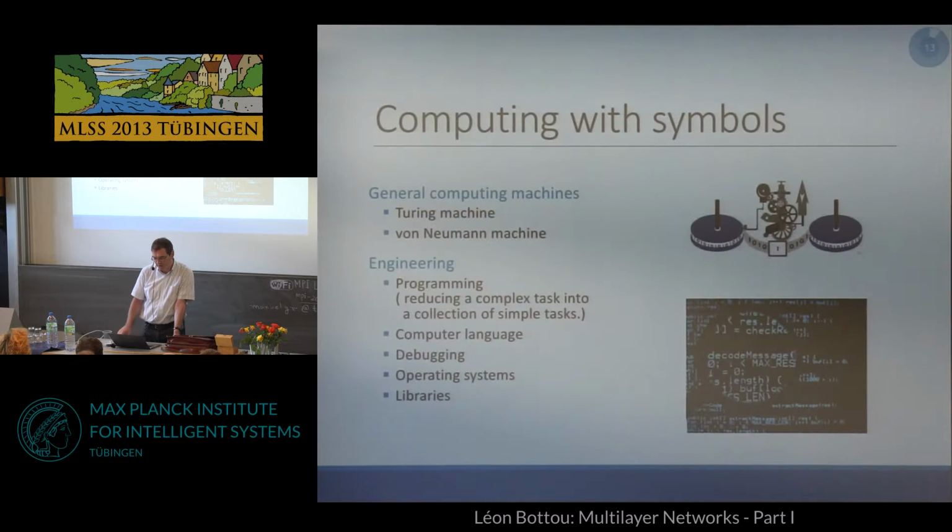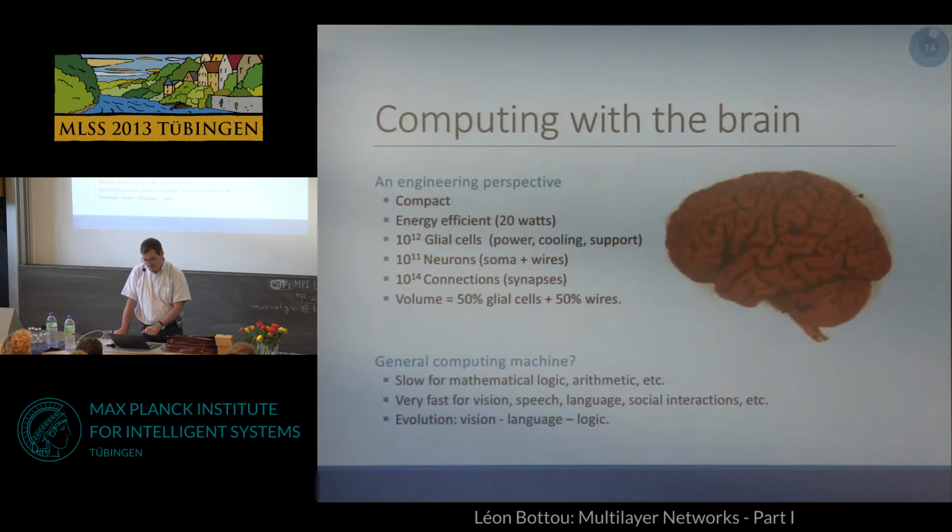A good question to ask is why. If you want to compute with symbols, you have a nice concept like a general computing machine, the Turing machine, the Feynman machine, and a lot of engineering. And the first part that's absolutely non-obvious is programming. Programming is reducing a complex task to a sequence of simple tasks. This is not obvious at all, and this is super important. And then computer language, debugging, operating system, libraries, everything we learn about computer science is based on that decision to compute with symbols.